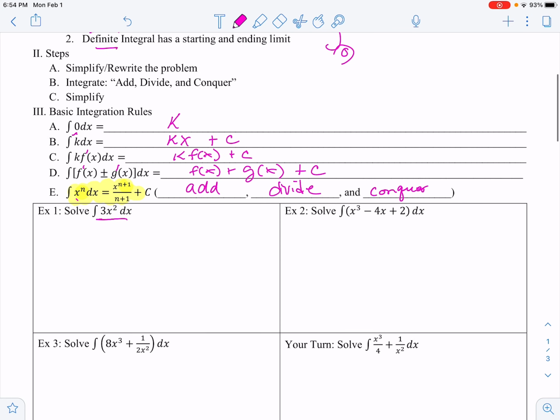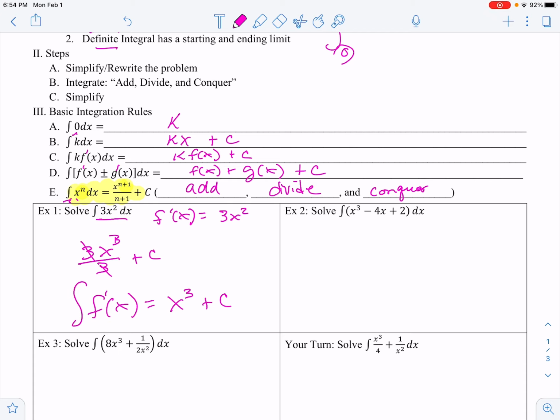I need the antiderivative. I want to know what's f of x so that the derivative is equal to 3x squared. Well, I'm going to use my power rule. You add 1 to the exponent. 2 plus 1 is 3. And divide by the new exponent. And then you add a plus c. So you end up with f of x is equal to x cubed plus c. That's what the integration is equal to.